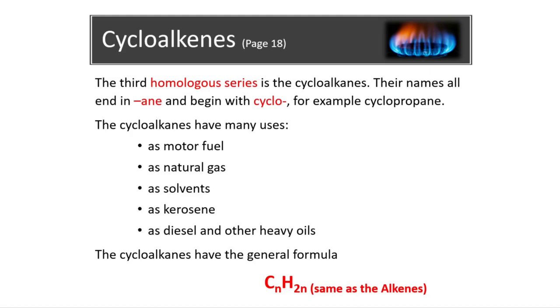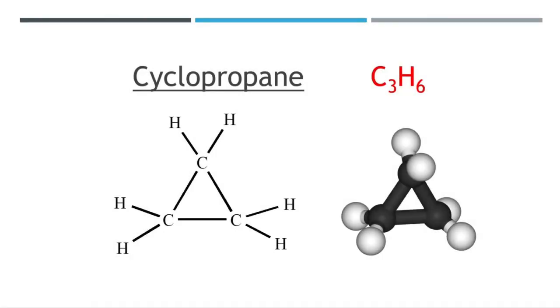The general formula is the exact same as the alkenes from last video. It is CnH2n. And here we've got cyclopropane that I drew for you earlier, just another representation of it in model form. And as we've seen before, it's in a ring structure, and the molecular formula C3H6 fits in with the general formula CnH2n.